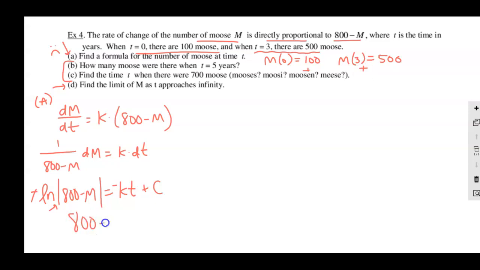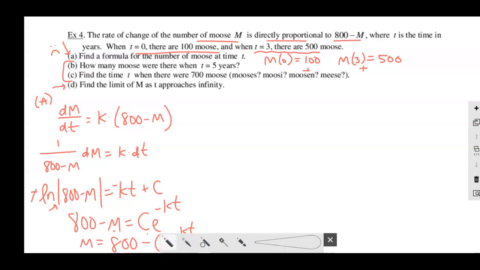So here we've got 800 minus m. There we go. Very much the same as what we did on the last question. And then here, if you wanted to get the m by itself, just swap those two. So I have m equals 800 minus c e to the negative kt. Pretty much the same work that we did last time.